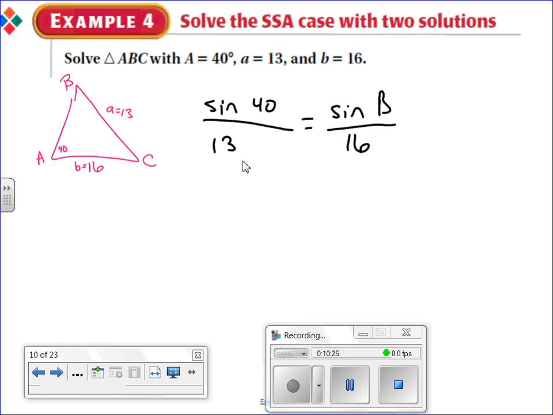We are ready to cross multiply our 16 times sine 40. Enter. Divide by 13. At this point, you should get a number between 0 and 1, because this is a number you will be sine inversing. Everything's looking good. Let's sine inverse both sides, and that'll be our angle B.